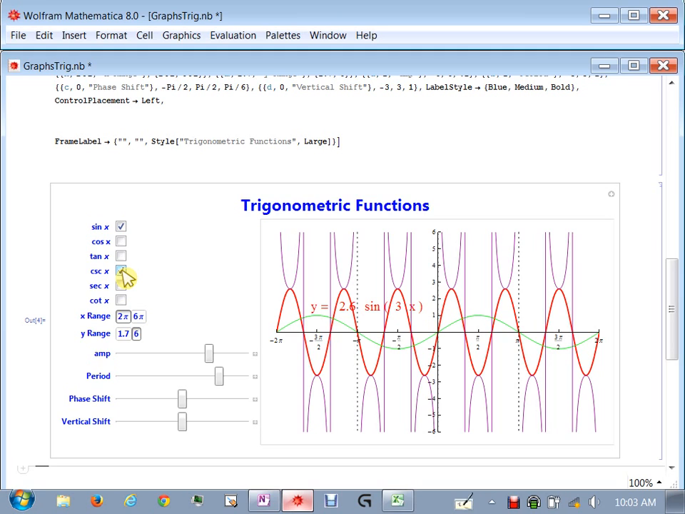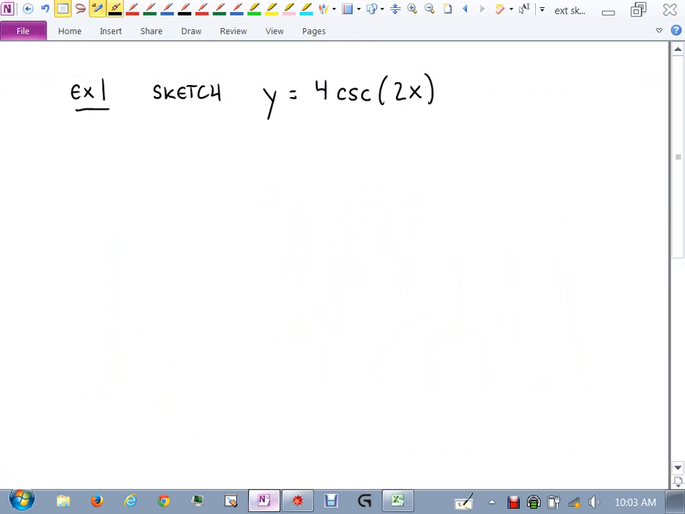Y'all see that? So all we have to do to graph this is be able to start by sketching... what are we going to sketch? y equals 4 sine 2x. We graph that, we're in business, right?